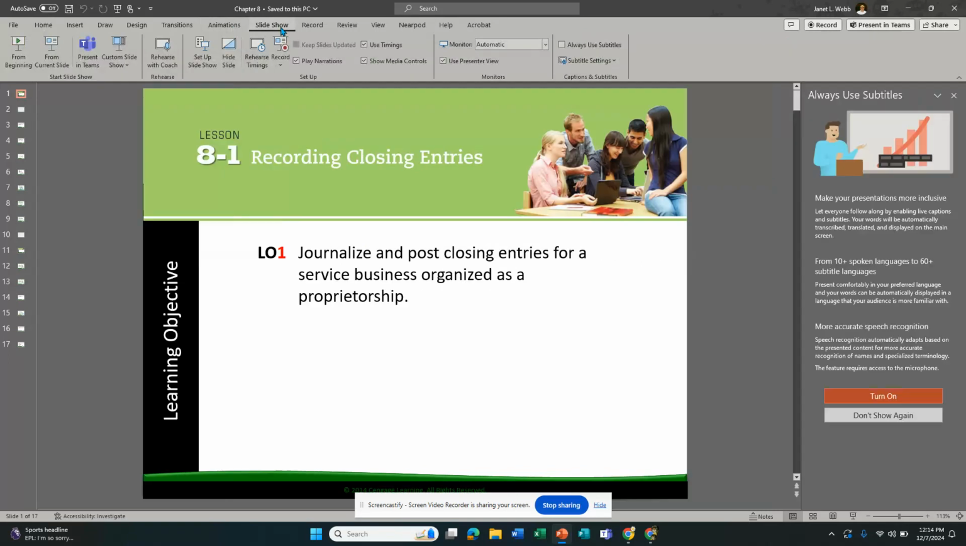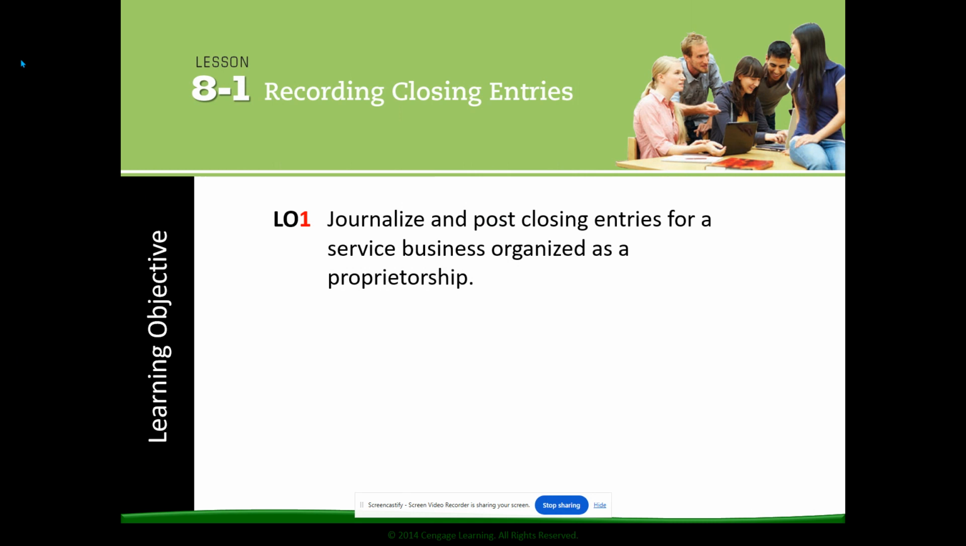Hey everybody, we are going to cover closing entries today. Closing entries in Chapter 8 talks about the last two steps of the accounting cycle. It talks about getting those temporary accounts set up and zeroed out and prepared for the next accounting cycle. That is step number 7. And then step number 8 is doing our post closing trial balance, making sure that everything is ready for that new accounting cycle.